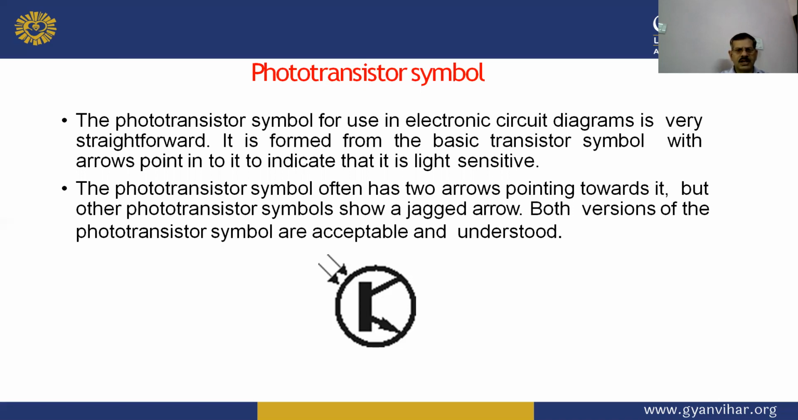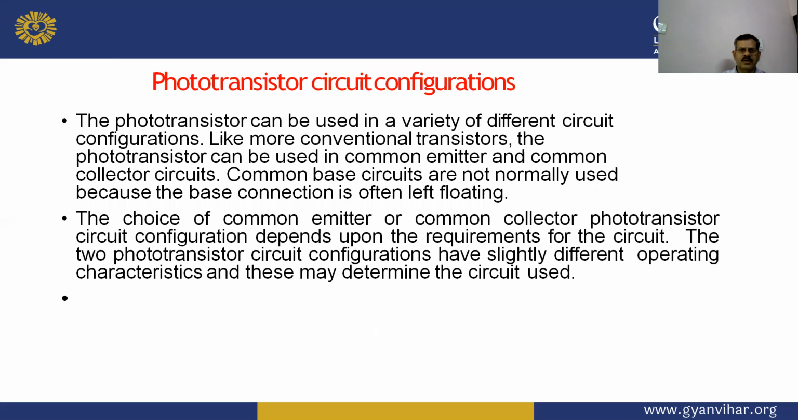The phototransistor symbol often has two arrows pointing toward it. Some other phototransistor symbols show a jagged arrow. Both versions of the phototransistor symbol are acceptable and understood. So this is the phototransistor symbol. And next, what are the phototransistor circuit configurations?